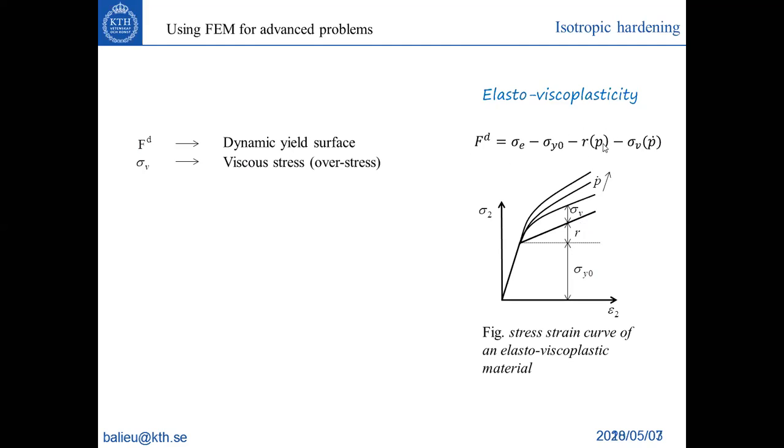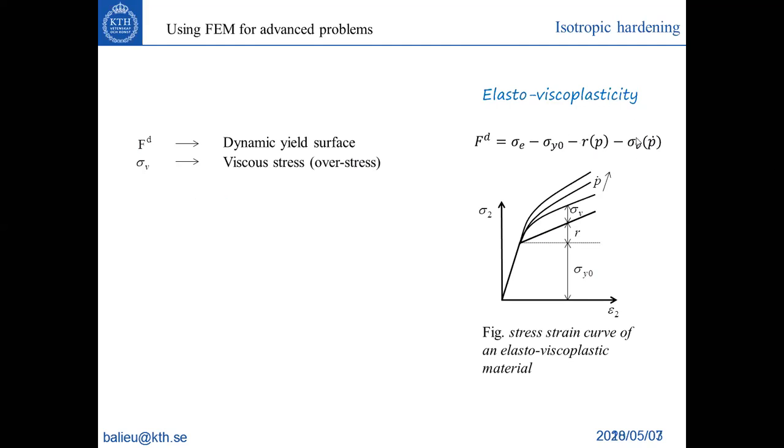So let's say when you have a strain rate equal to 0, which is not true in reality. You cannot have a strain rate equal to 0. But if you have something which is very slow, you can have this static case, and now you have a stress over the static yield surface. That's why it's called overstress, and this depends on the equivalent plastic strain. So that's why it's called viscous stress. So this is very easy.